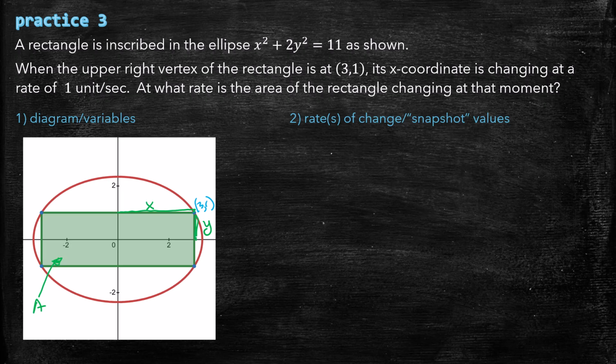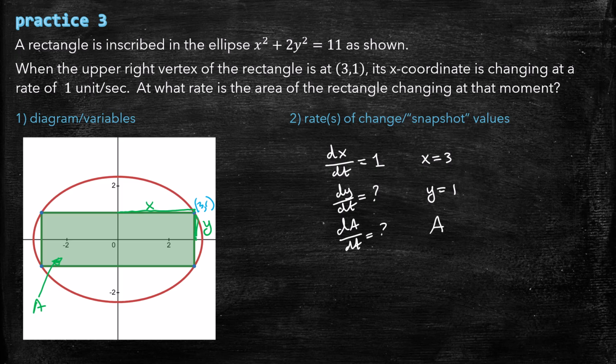So we know that dx/dt is changing at 1 unit per second. We didn't know in which direction. Let's just assume it's moving to the right. And at that moment, x is 3. And y will obviously be changing as well if it has to stay inscribed in the ellipse. We don't know that rate, but we do know y equals 1 at that moment. And we are interested in dA/dt.